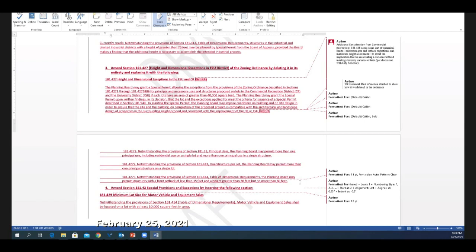I agree completely. Where does it say that there's an upper limit? Am I unpaused here? Yes. So at the end of that last point, 181.4273, it says, but no more than 60 feet. So I think if we're going to have that upper limit there, we need to make it higher.